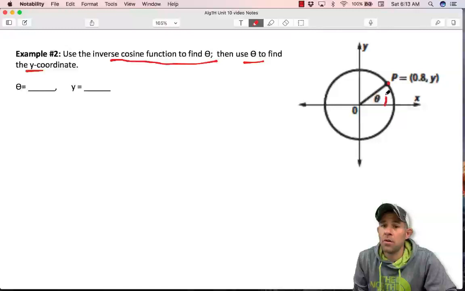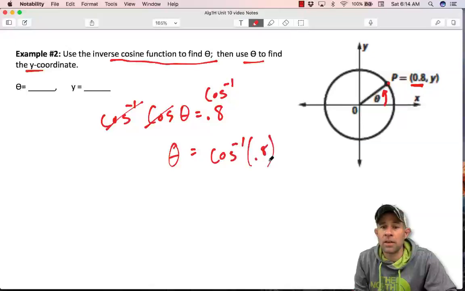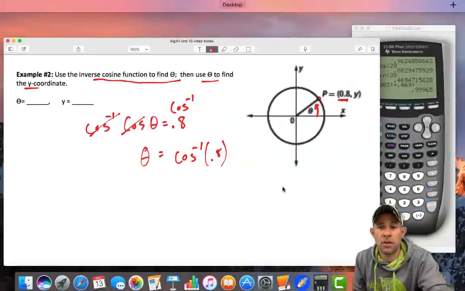I don't know the angle off of the x-axis, but I know that the cosine of theta is equal to 0.8. So if I take the inverse cosine of both sides, I can get rid of that cosine, and I'm going to be left with theta equal to inverse cosine of 0.8, and that will give me my angle measure. So let's check out what that is.